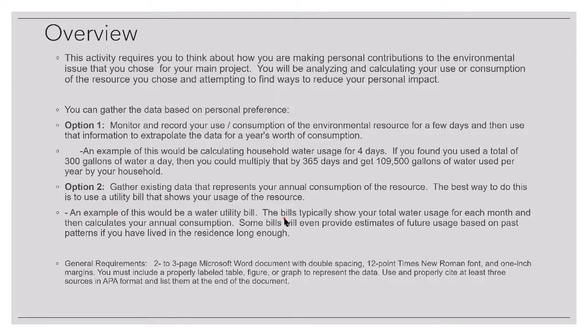The general requirements of this document are that it needs to be 2 to 3 pages. You have to have a properly labeled table, figure, or graph to represent your data, and then use and properly cite at least 3 sources in APA format.